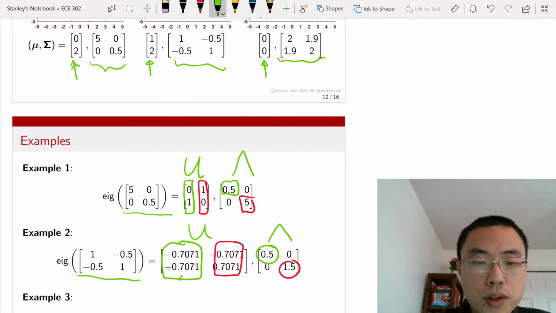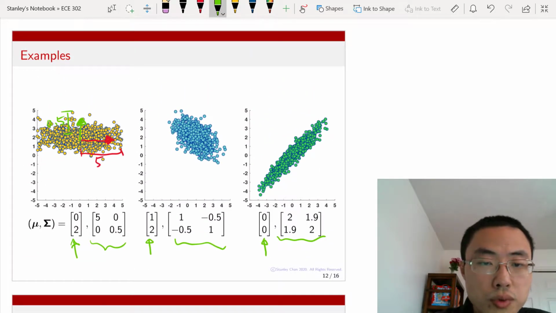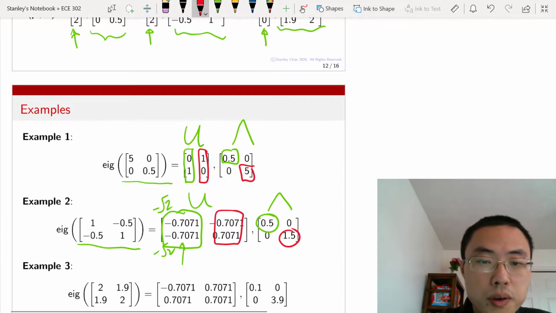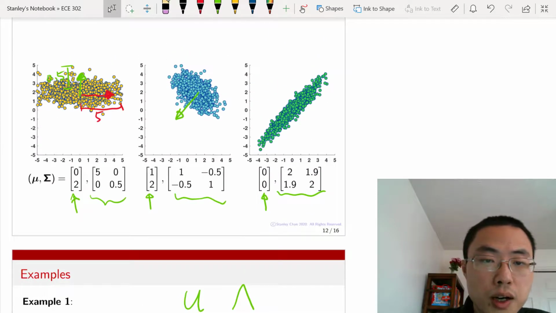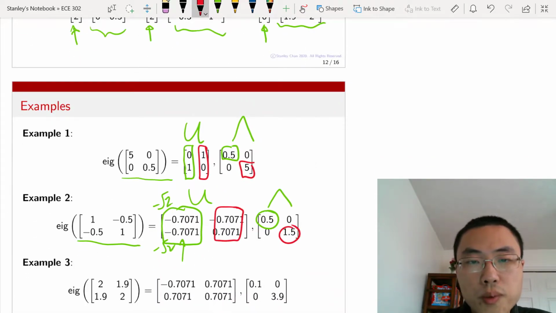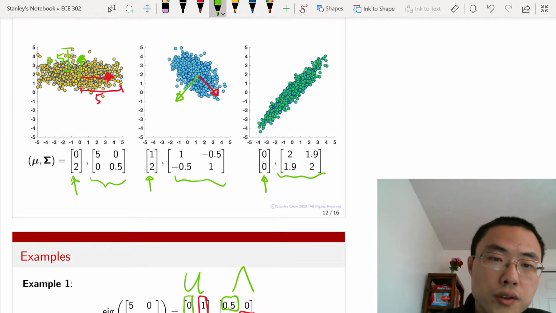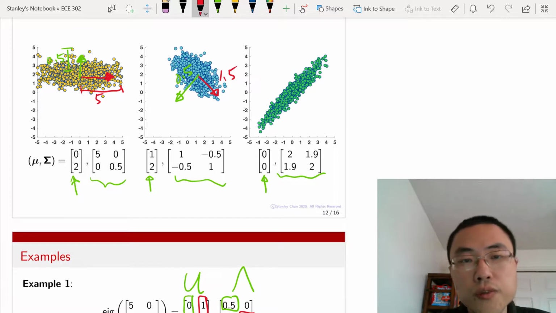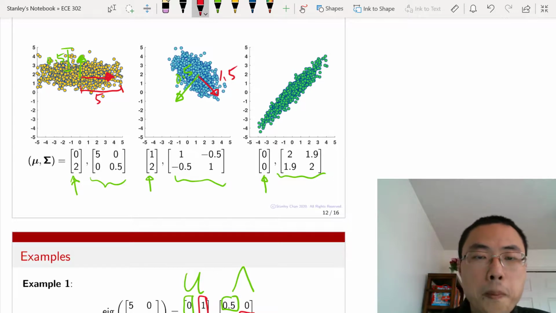Well, let's look at the first column. This is minus root 2, and this is minus root 2. So what is it? Minus root 2 and minus root 2 is like this direction, right? Minus and minus. And then here you have minus and plus, so you have this direction. And then you have this 0.5 and 1.5. You can see that it does match with the data because you have more fluctuation along this major axis.